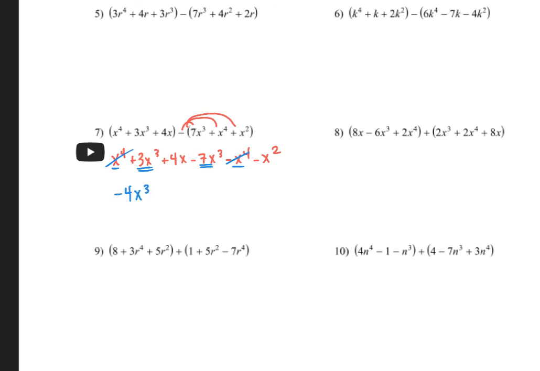And then we have our x squared terms. And that's the only x squared term, so minus x squared. And then lastly, I have my x term, which I only have one of, so it's just going to be plus 4x.